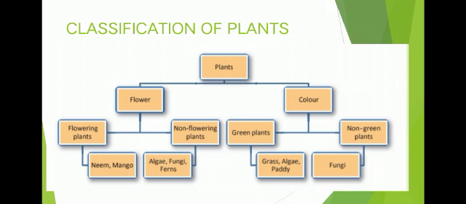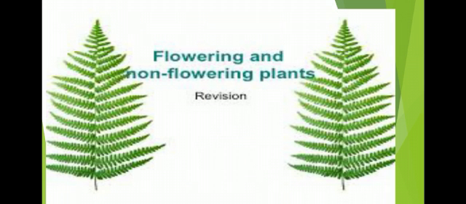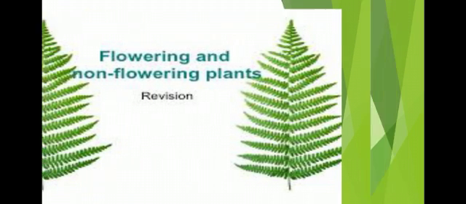The flower also has color. Pigment, green color, is a common pigment of all plants. Flowers are classified into two types: flowering plants and non-flowering plants. Colors are also divided into two types: green plants and non-green plants. Now, flowering plant and non-flowering plant revision.